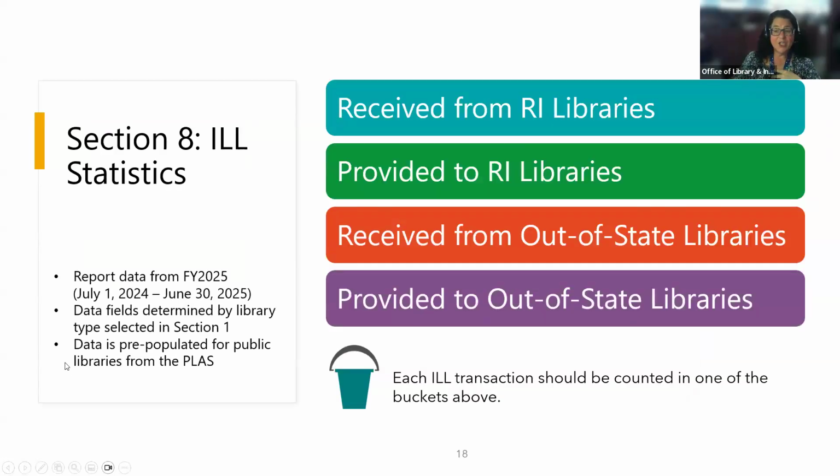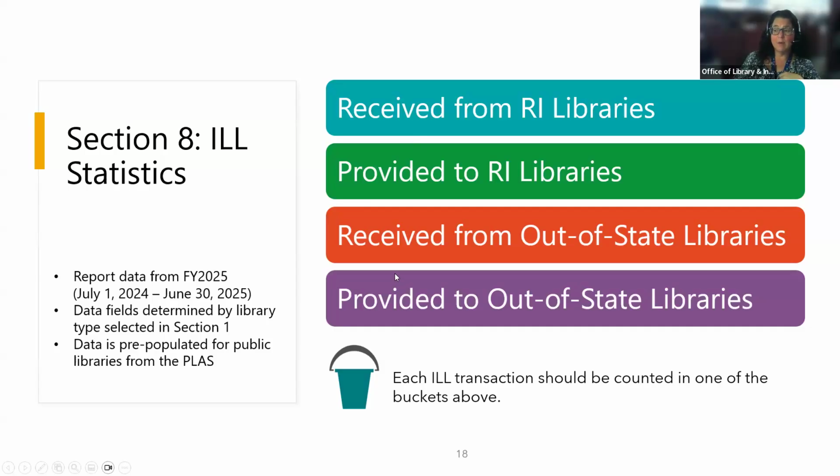Alrighty. Section 8, again, no changes. Easy peasy, your ILL statistics. So for the majority of you, you're just entering in the items that you receive from Rhode Island libraries or that you provided to Rhode Island libraries. And then those items that you received from out-of-state libraries or provided to out-of-state libraries. Again, public libraries, your information will be coming in automatically pre-filled from your public library survey. So you'll see that it's grayed out and will not let you make any changes here. So only the academics, the special, and the schools will be putting in this information.